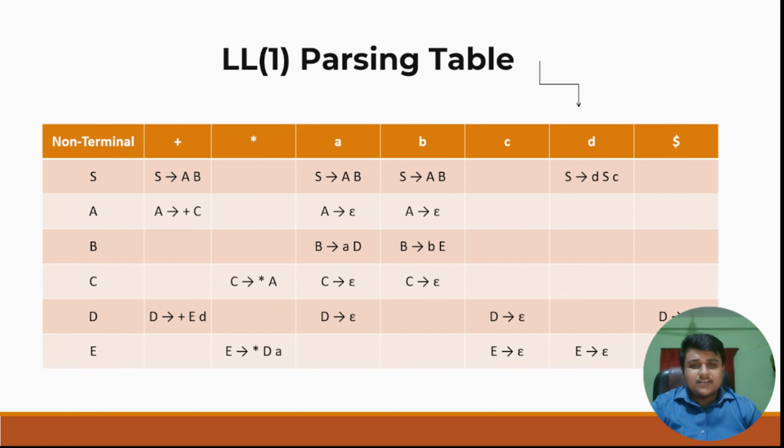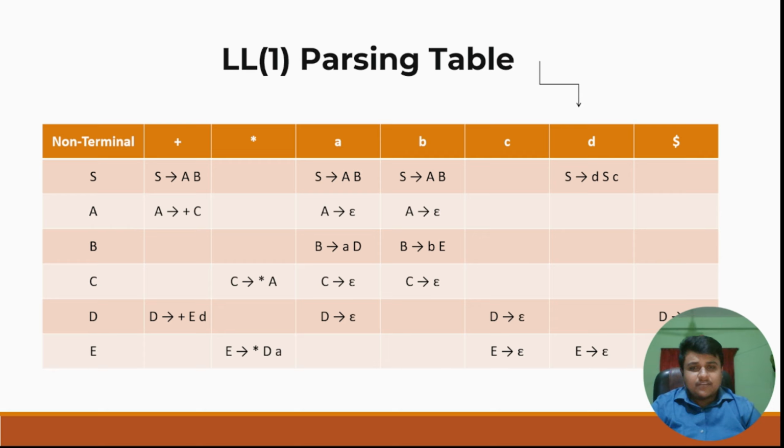Next we fill entries for B. B derives AD, place B derives AD in column a. B derives BE, place B derives BE in column b. Next we fill entries for C. C derives star A, place C derives star A in column star. C derives epsilon, follow of C is a and b. So place C derives epsilon in columns a and b.